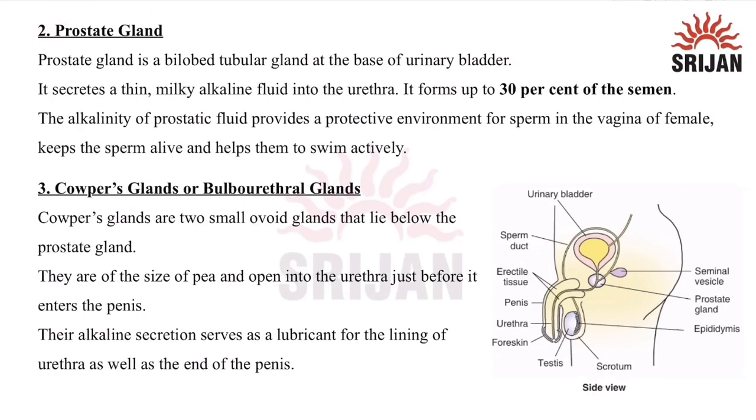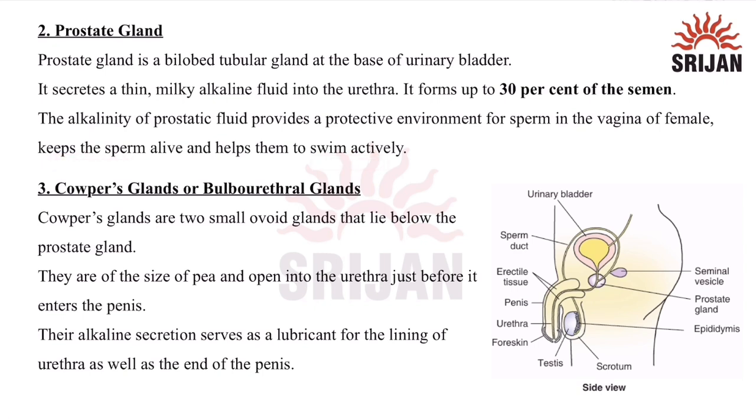Second is the prostate gland, as you can see over here. It is basically a bilobed gland present at the base of the urinary bladder. It secretes a thin milky alkaline fluid into the urethra, which forms 30% of the semen. 60% is secreted by the seminal vesicle and 30% is secreted by the prostate gland. The alkalinity of the prostatic fluid provides a protective environment for the sperm in the vagina of the female, so that it keeps the sperm alive and helps them to swim actively.